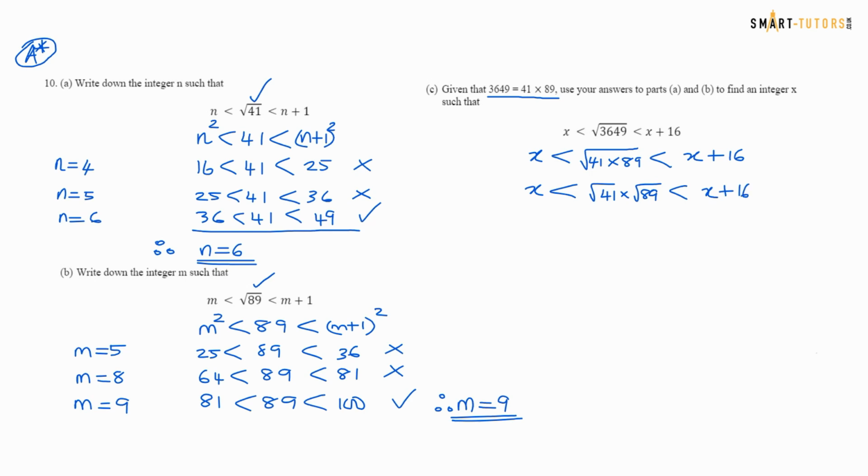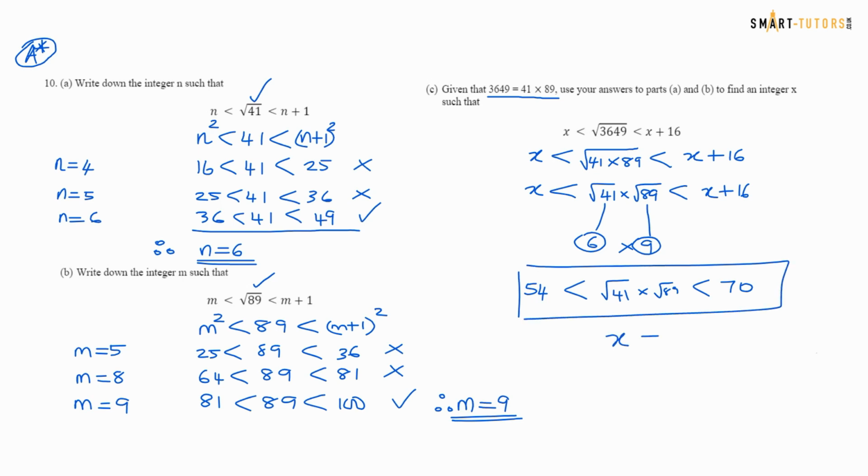Now look at this one. Root 41 has the boundary value 6, and root 89 has the boundary value 9. So 9 times 6 is what? 54. So x is going to be 54, and whatever the number 41 times 89. Now it is 54 means 54, 60, that is this one, right? So that could be the answer, x equal 54, right?